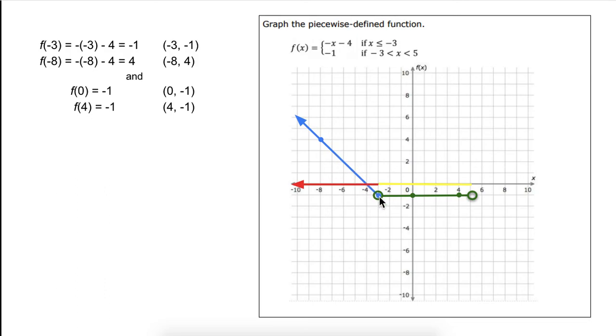It is continuous through here because it's defined at negative 3 with this one, but not with the other one. So that's how we can graph these piecewise defined functions. It's just broken up into multiple different functions depending on the ranges.